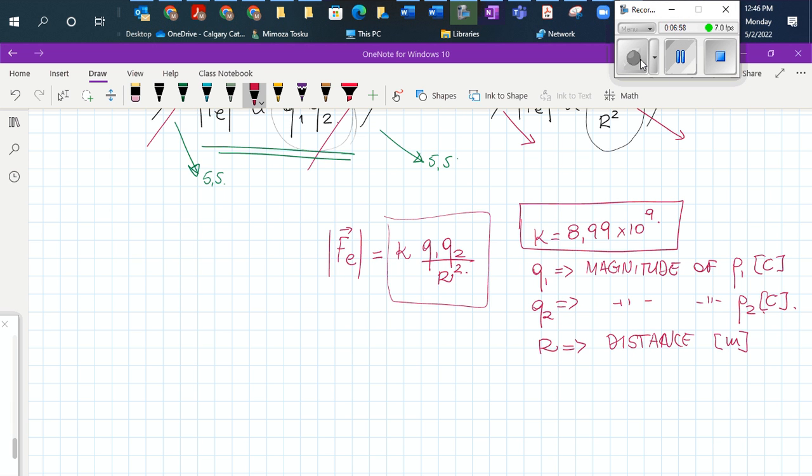As you notice, this equation that you see here is very, very similar to the equation of the universal force of gravity. When you saw in Physics 20, you saw that the magnitude of gravitational force between two objects with mass m1 and m2 is the universal gravity constant, G, m1, m2 over R squared.